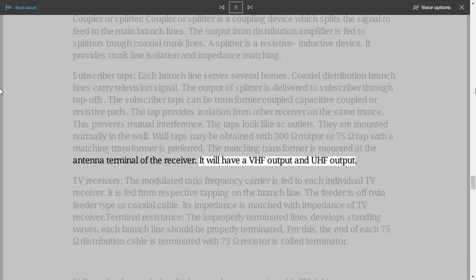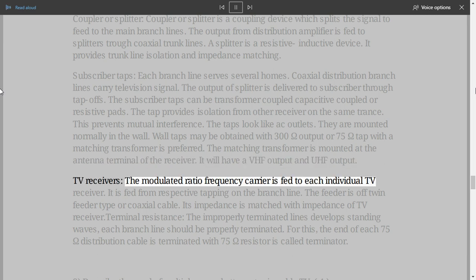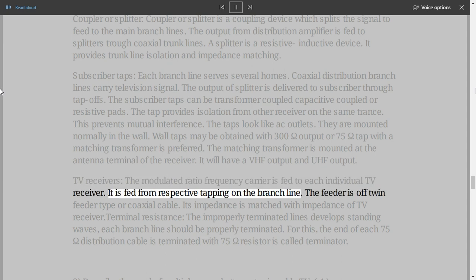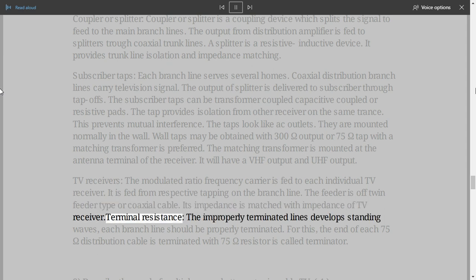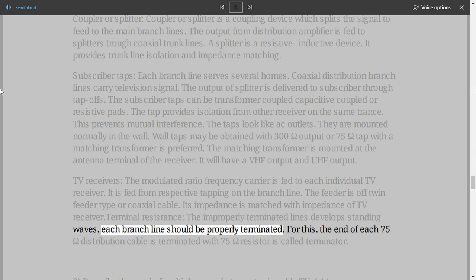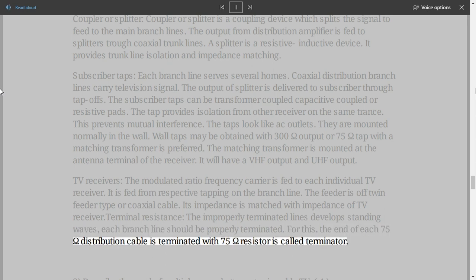TV receivers. The modulated radio frequency carrier is fed to an individual TV receiver. The feeder is twin-wire feeder type or coaxial cable. Its impedance is matched with the impedance of the TV receiver. Terminal resistance. An improperly terminated line develops standing waves. Each branch line should be properly terminated. For this, the end of each 75 ohm distribution cable is terminated with a 75 ohm resistor called a terminator.